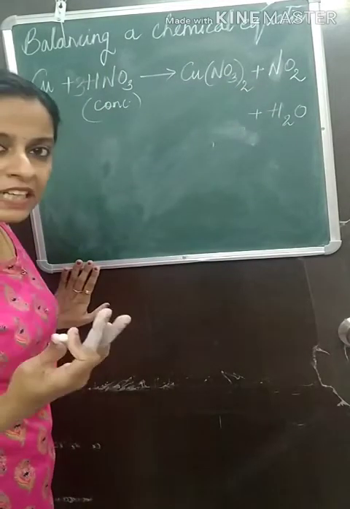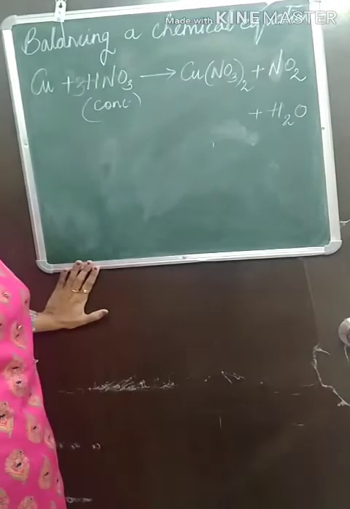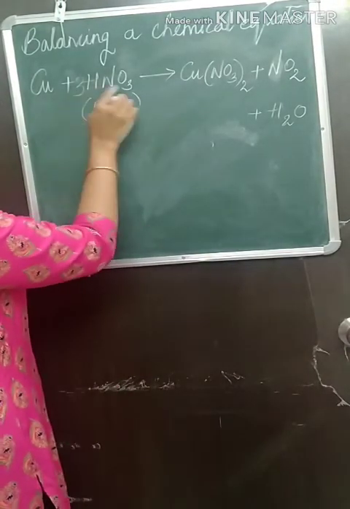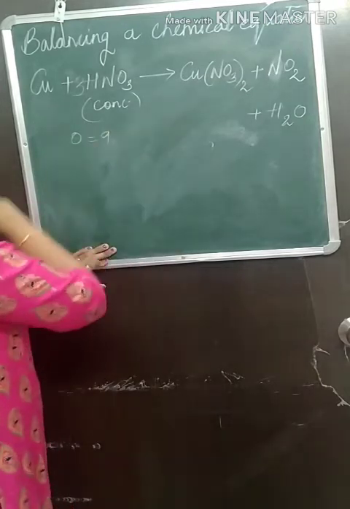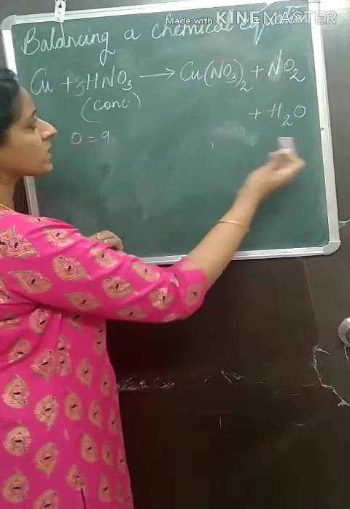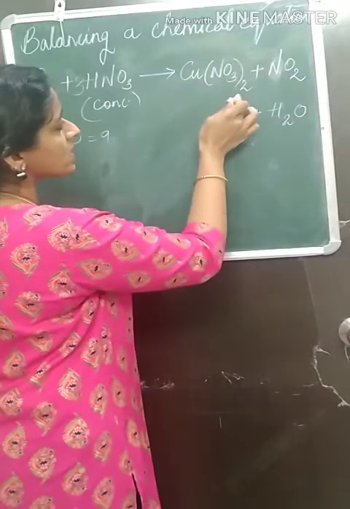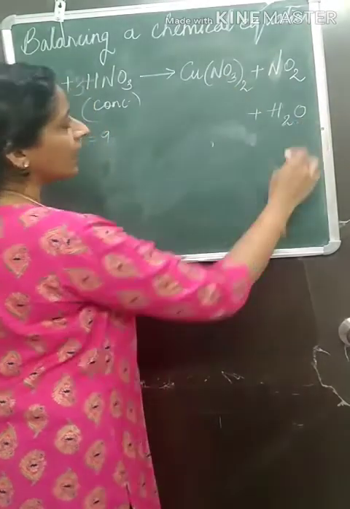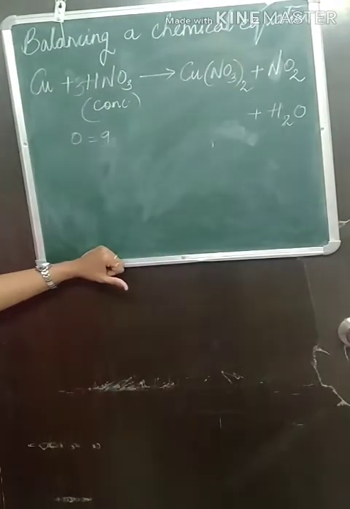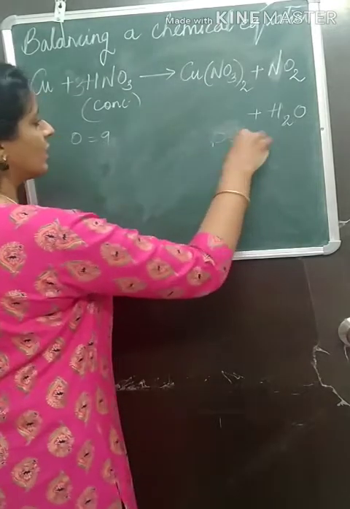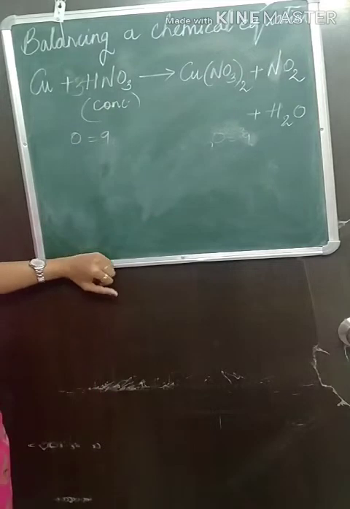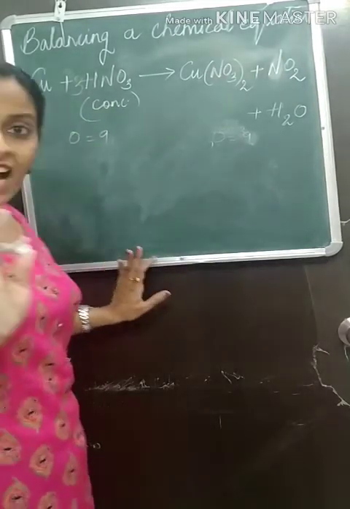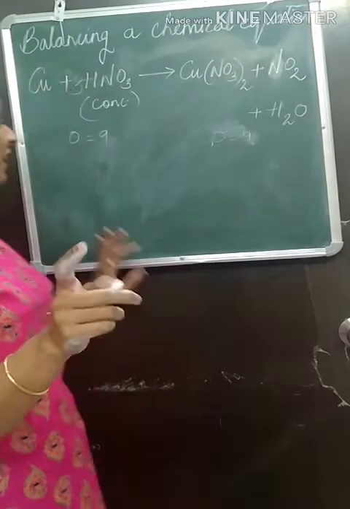After metal, then non-metal, then we'll go on to oxygen. Just see now here oxygen, 3 3s are 9, 9 oxygen atoms. And on the product side, 3 2s are 6, 6 plus 2, 8, 8 plus 1, 9. Oxygen is also balanced on both sides. So oxygen happy. Now last we'll go on to hydrogen, not nitrogen.